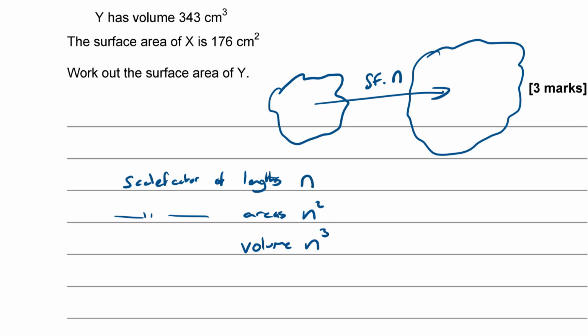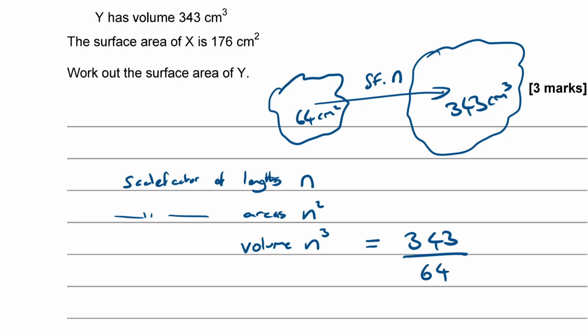Okay, so we've got the two volumes. We know that this one is 343 cubic centimeters, and this one is 64 cubic centimeters. If we divide one by the other, we shall find the scale factor of their volumes, which is the cube of the scale factor of their length. Then we can use it to work out the scale factor of their areas. So n cubed, the scale factor of their volumes, is going to be my big shape, 343, divided by my small shape, 64.